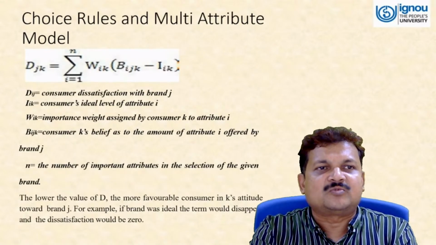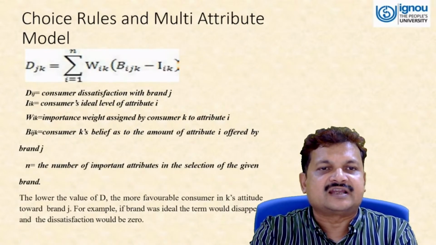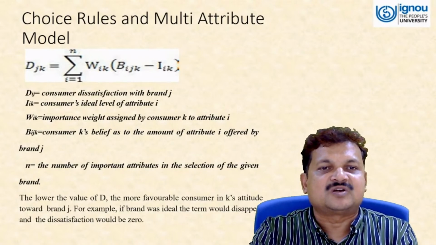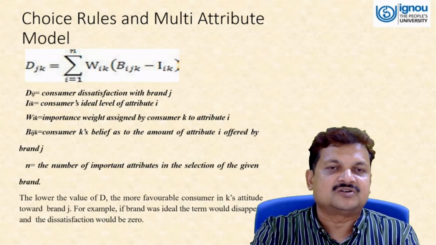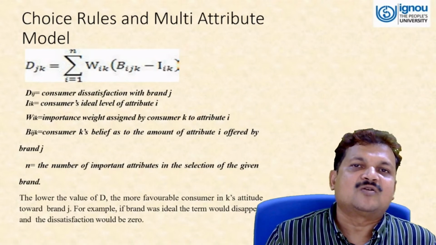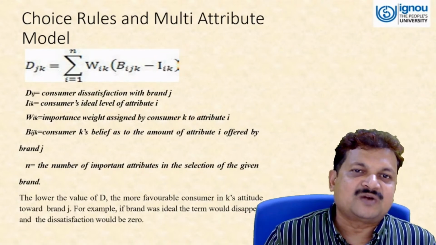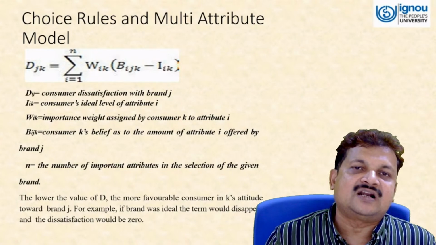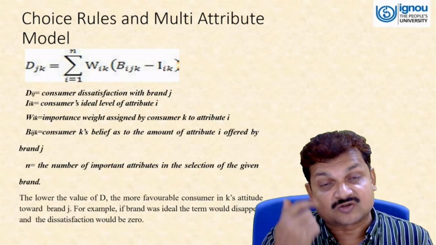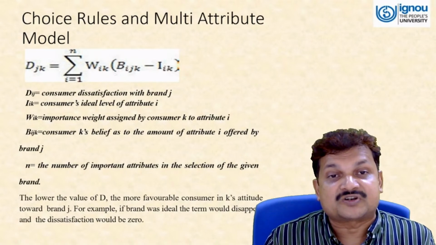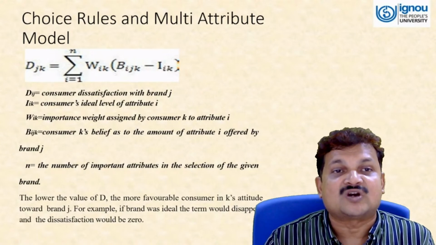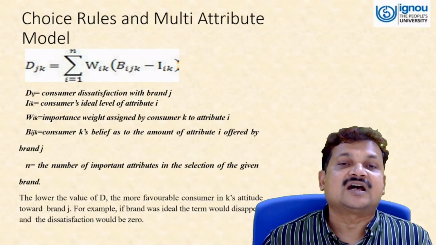Now, the choice rule of the multi-attribute model is like this: the equation DJK is your consumer dissatisfaction with the brand J. When you are dissatisfied with a particular brand, you will think about more brands. If you are satisfied with the brand, then there will be brand loyalty, which is a perceptual bias. So your bias will be more towards the brand which has performed well earlier.